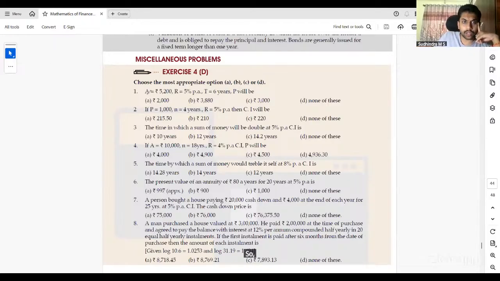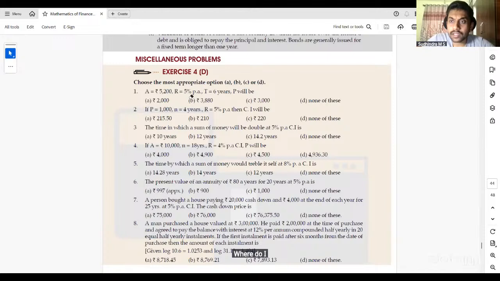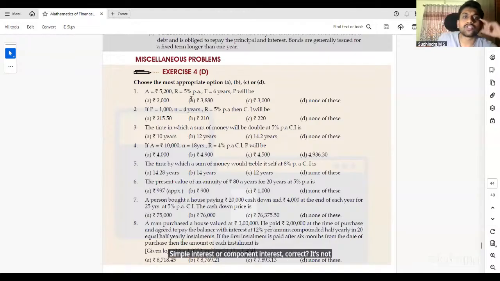So what are we talking about? A is 5,200, R is 5% per annum, T is 6 years. What is P? Which concept are they talking about here? When they have given A, R, T and are asking for P, which formula do I use? Simple interest or compound interest? It's not an annuity, right? So how do I know whether it is simple interest or compound interest?